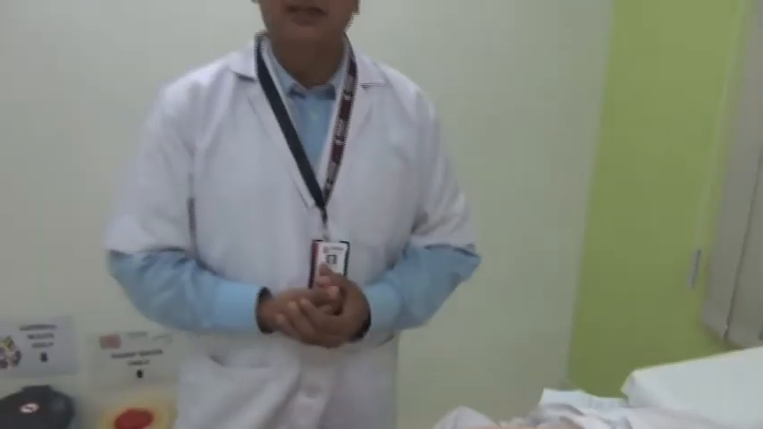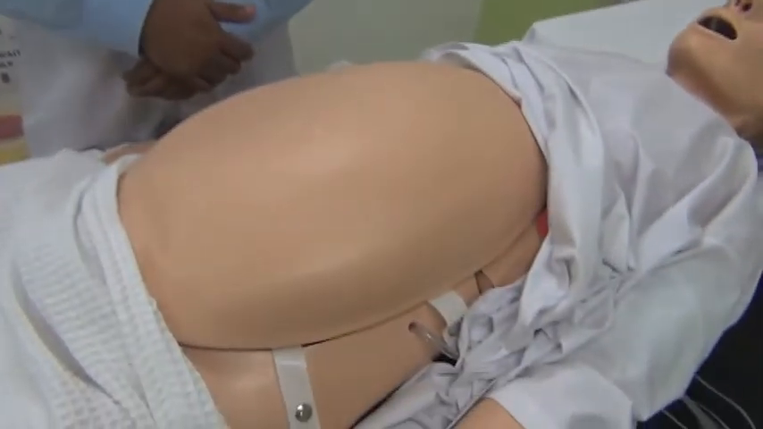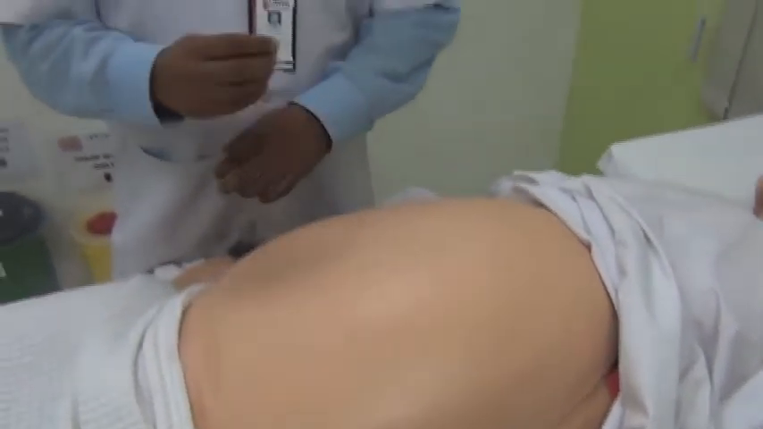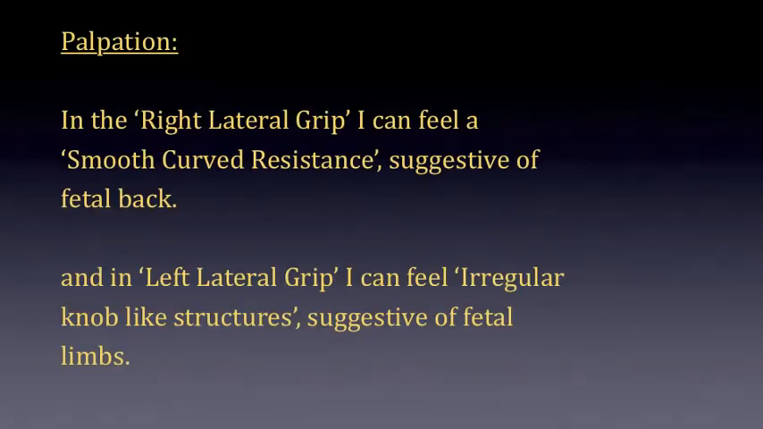If we imagine the fetal back on the right side and fetal limbs on the left side, it is described as, in the right lateral grip, I can feel a smooth curved resistance suggestive of fetal back. In the left lateral grip, I can feel small irregular knob-like structures suggestive of fetal limbs.